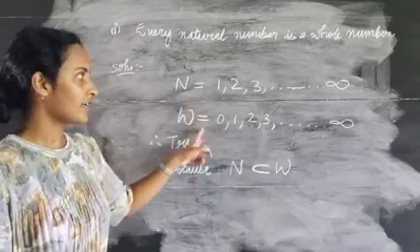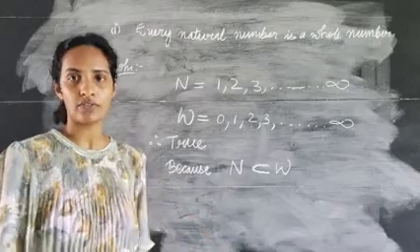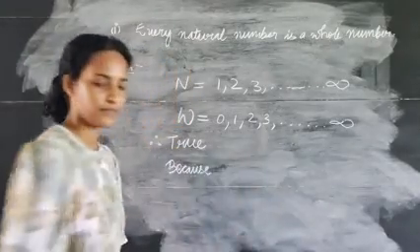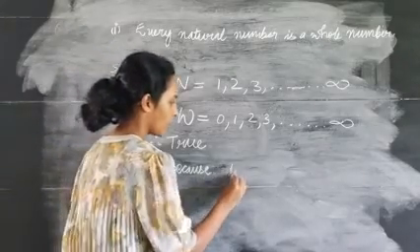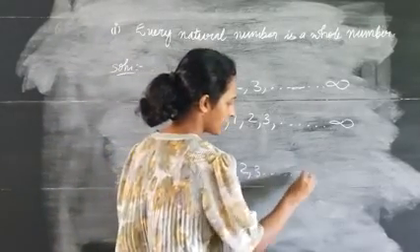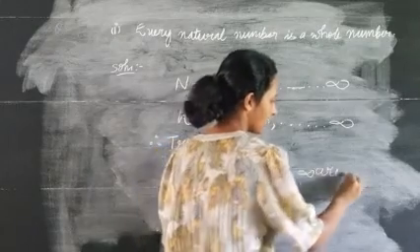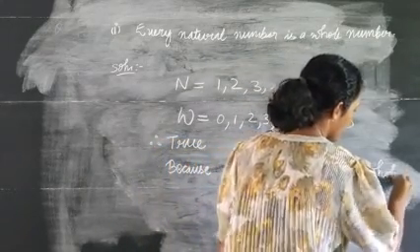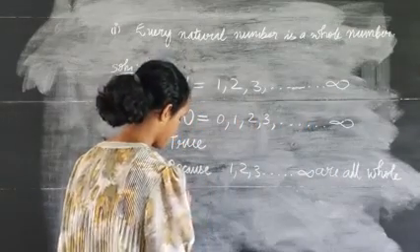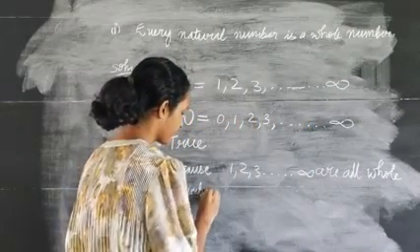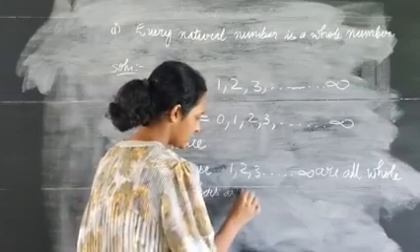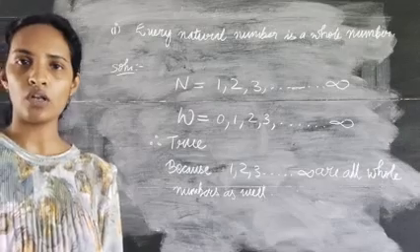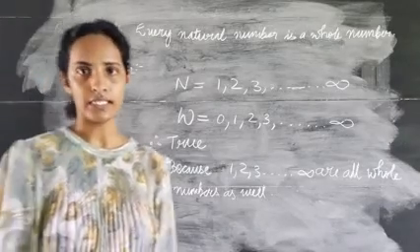Now look here. Every natural number 1, 2, 3, etc. infinity are whole numbers, or you can write in simple words: because 1, 2, 3, etc. infinity are all whole numbers as well, right? That is the reason, right? So that is the reason, okay?